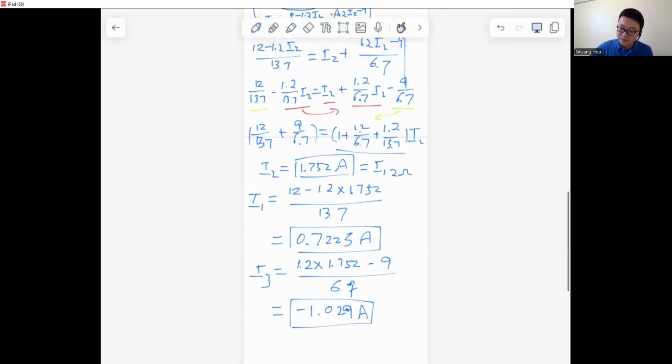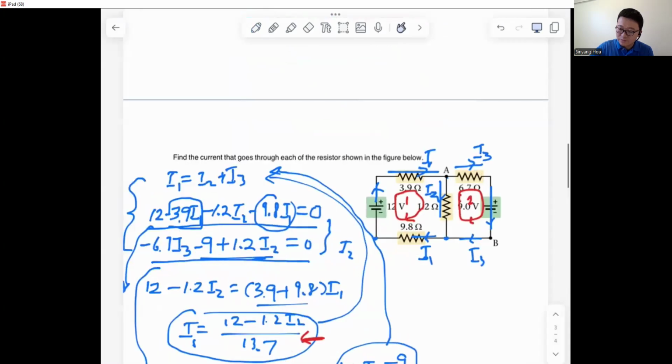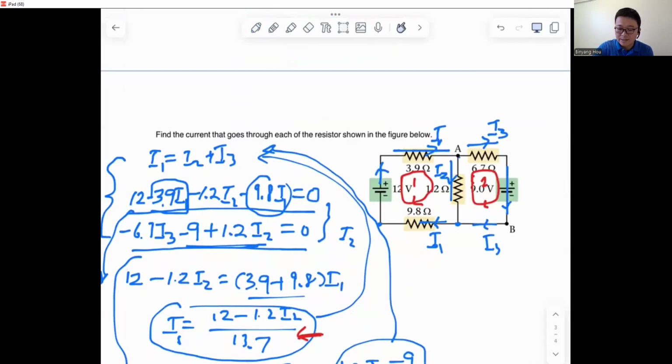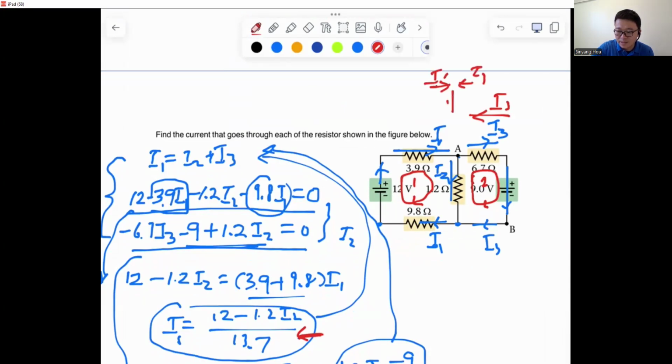Okay, so we get negative here. Don't worry, it simply means that when we started, the current I3 was assumed to be in this direction, but the real direction is actually here. So I3 actually goes in like that. So at point A, I1 and I3 come in and then become I2. That's what it all meant, so not to be worried about that.